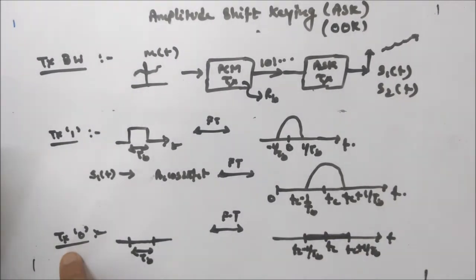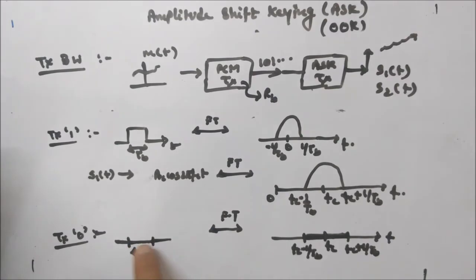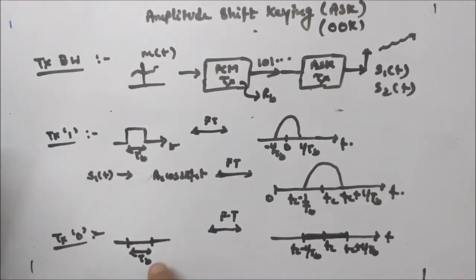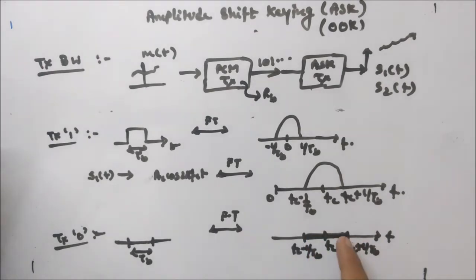Now when you transmit 0, you are transmitting nothing, 0 volt, and for that you will have a Fourier transform of 0, nothing will be there, so it will be shifted with fc. So this is how it will look.